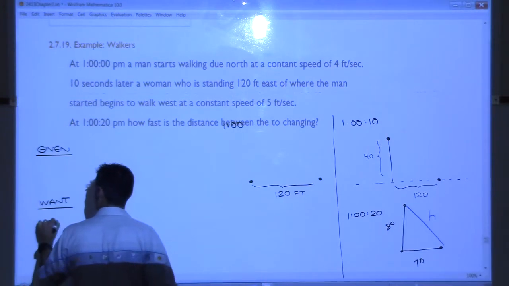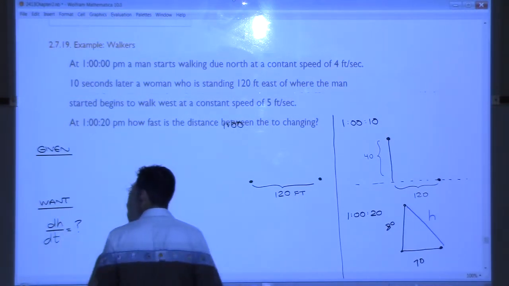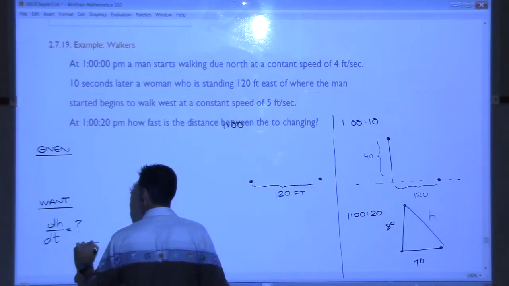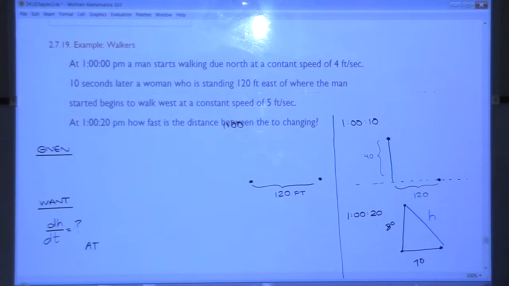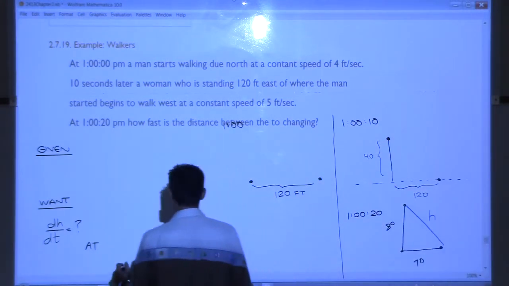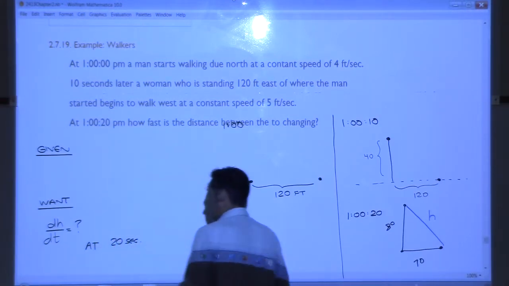dh dt, right? We've labeled h on there. We want dh dt. We want to know how fast it's changing. We want to know it at the exact moment. At when? 20 seconds, right? At 20 seconds. All right, I'll just do that.